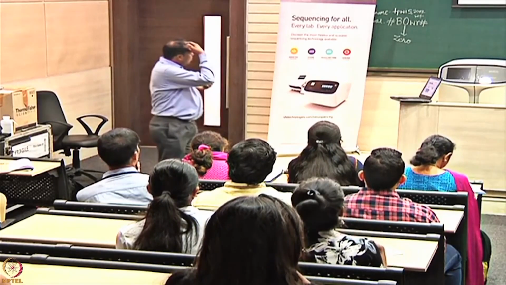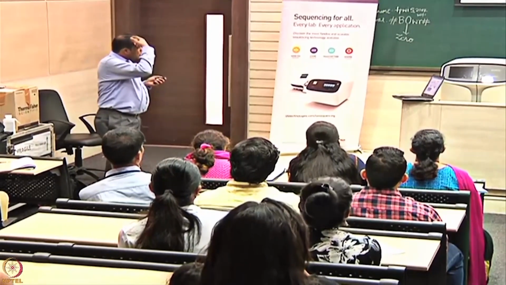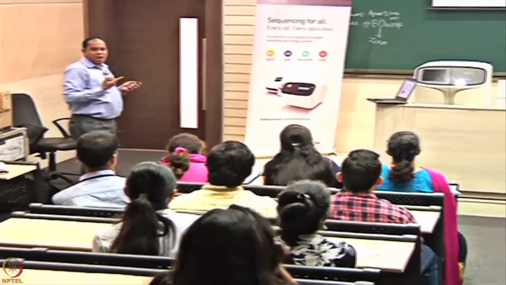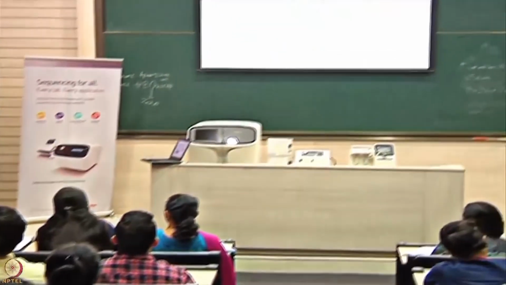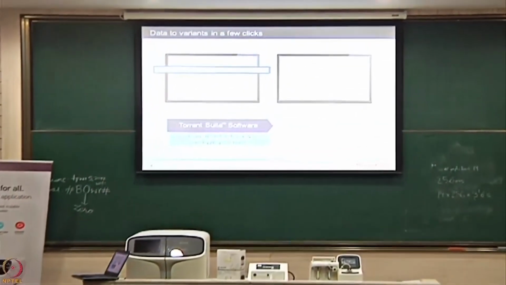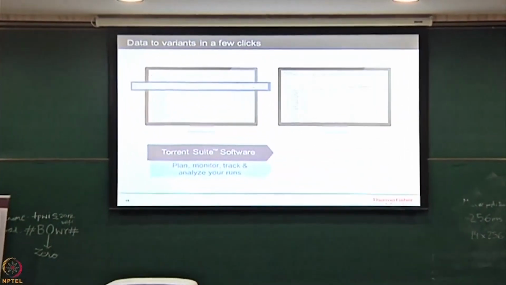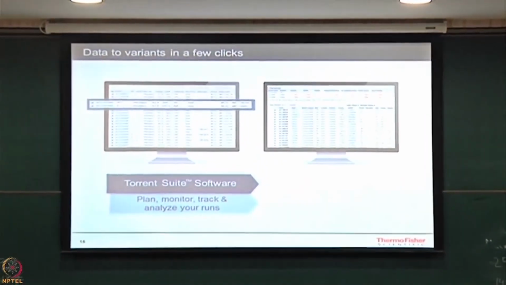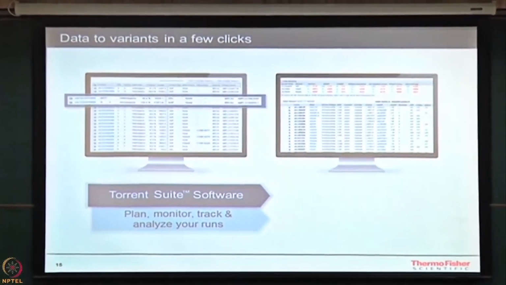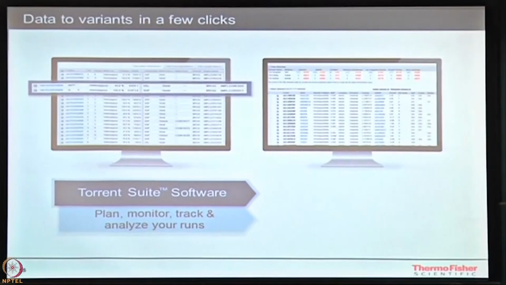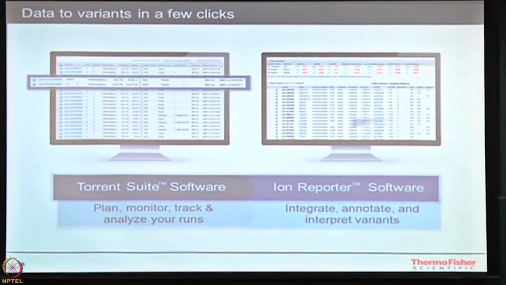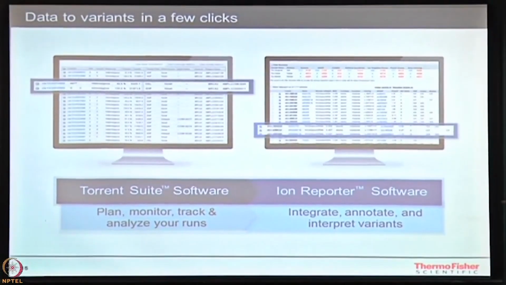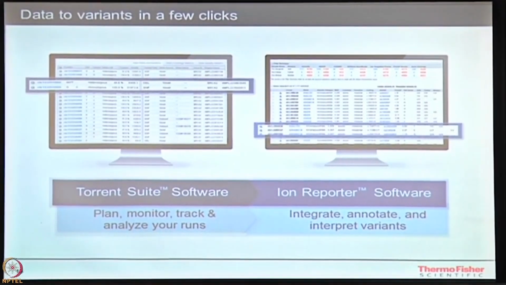So what happens over here? You have Torrent Suite software, which helps you to plan your runs, run your data, generate your variants, and understand what the coverage is across those regions, right? You're getting results over there as variants, mutations. You take that further and put it into Ion Reporter. Ion Reporter will help you in integrating, annotating and interpreting your results, right?